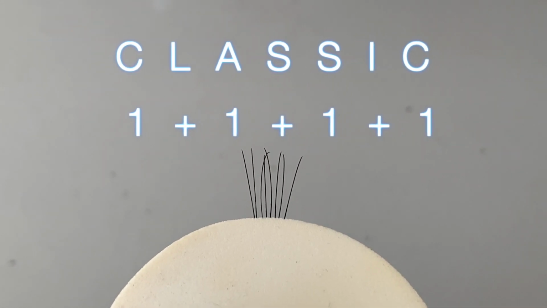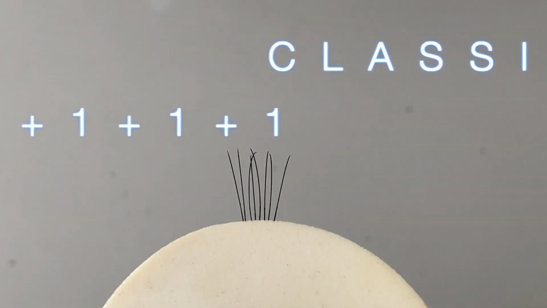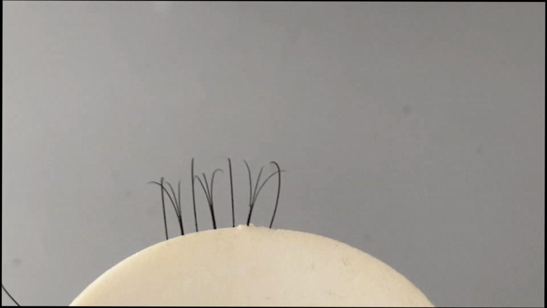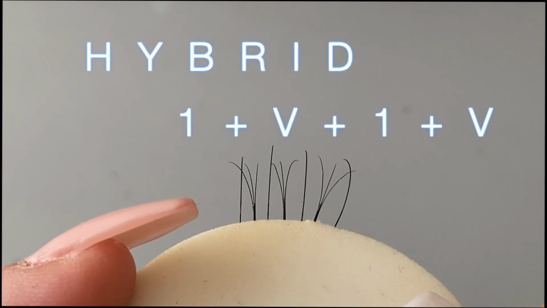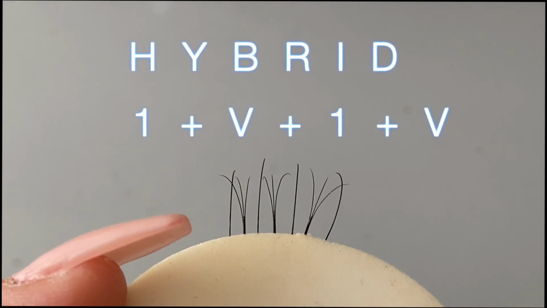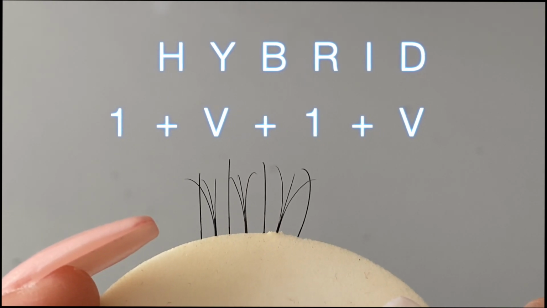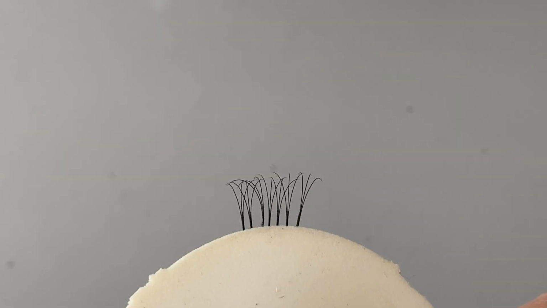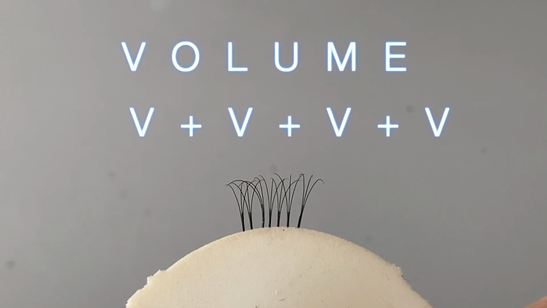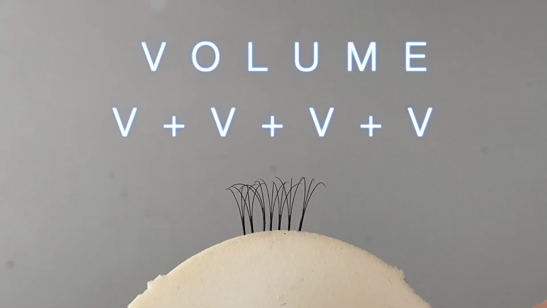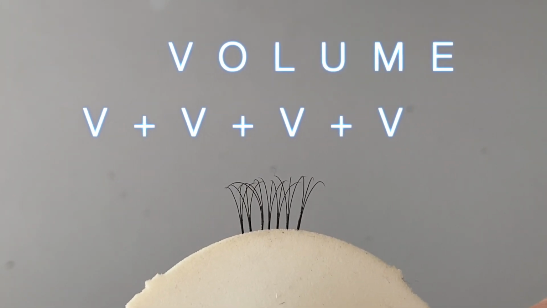always going to be 1 plus 1 plus 1 plus 1 for the classic set. For the hybrid, I spaced these out on purpose so that you could see the design. It's going to be 1D plus volume, 1D plus volume, 1D plus volume, 1D plus volume, and so on. And lastly, for our volume set, it's going to be volume plus volume plus volume plus volume. So basically, this is the concept itself of what a set implies.